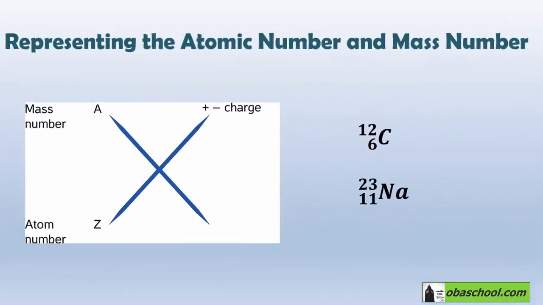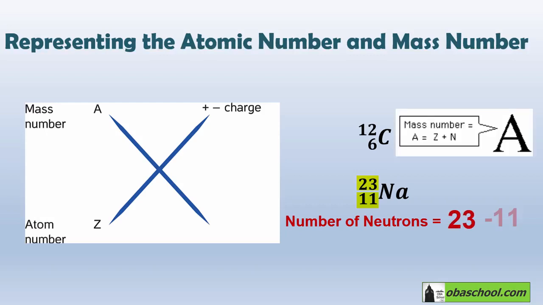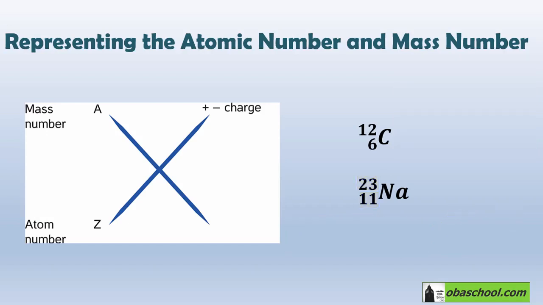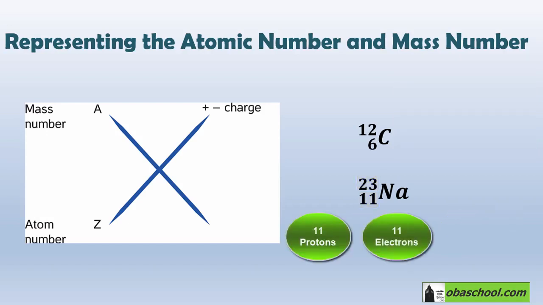Another example is sodium. The sodium atom has a mass number which is equal to 23 and an atomic number which is equal to 11. If we want to calculate the number of neutrons of the sodium atom, we will write 23, which is the mass number, minus 11, which is the number of protons, which is the atomic number as well, and this is equal to 12. So a sodium atom has 11 protons, 11 electrons, and 12 neutrons.